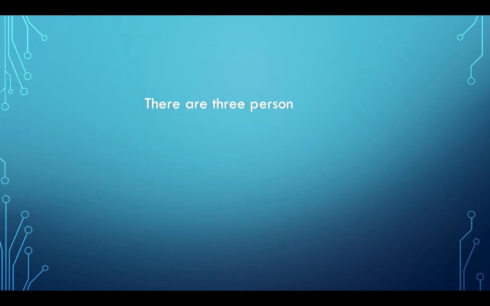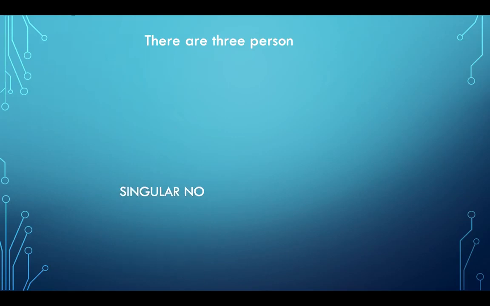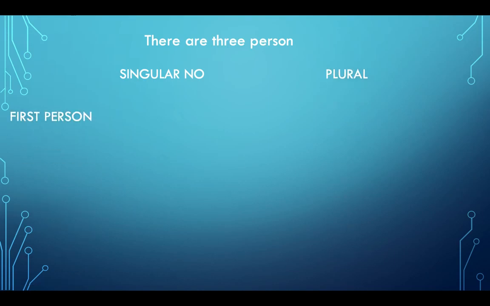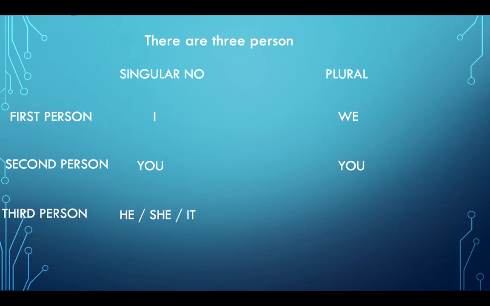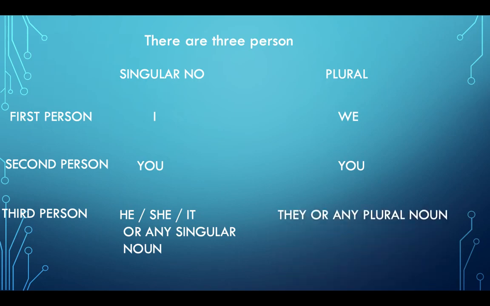Now let us take the persons. How many persons are there? First person, second person and third person. Singular number and plural number. So in first person, what comes in singular? I. Plural, we. Second person, you, similar. Third person, he, she, it, or any singular noun. Third person plural is they or any other plural noun.